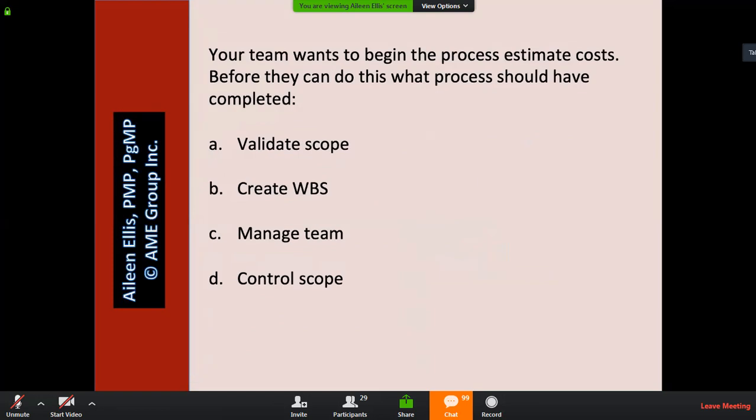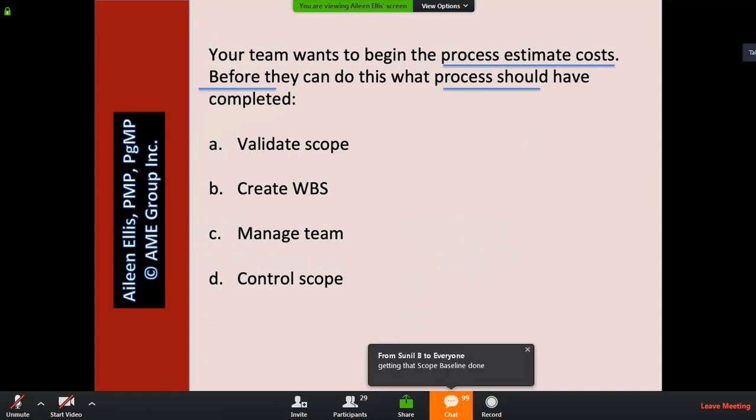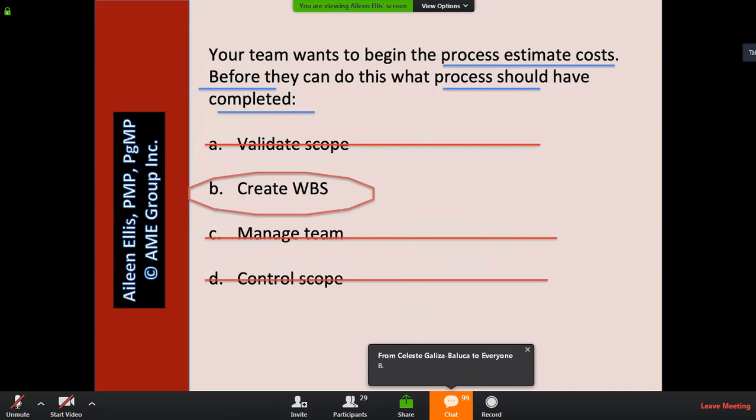Your team wants to begin the process estimate costs. Before you can do this, what process should have been completed? So this is one of those what should you have done before questions. People are a lot quicker answering this one. Validate scope would come after estimate costs. Manage team would come after. Control scope would come after. Create WBS is the only process here that would come before estimate costs.